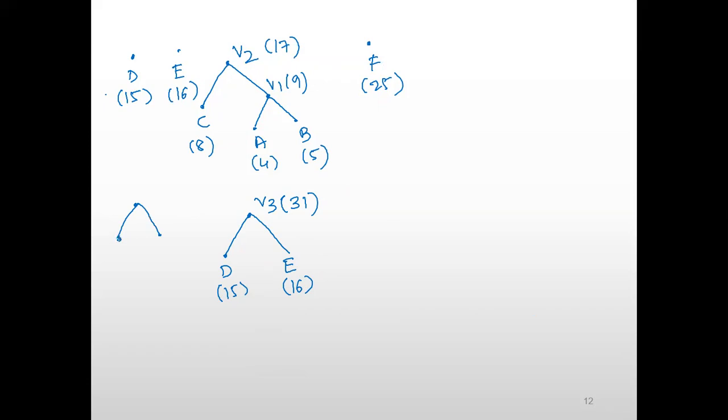Hence, I am just retaining the previous structure: C with the weight 8, and A with the weight 4 and B with the weight 5, and here we have vertex V1 that is 9, and here it is V2 with the weight 17, and the next minimum weight in the previous step is F with the weight 25. This is the arrangement we are having: 17, 25, 31, and the next two minimum weights are 17 and 25.